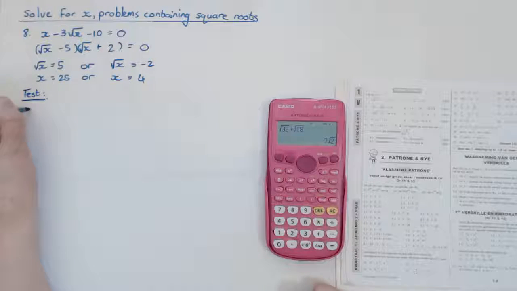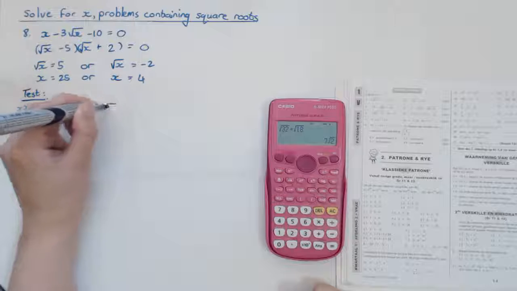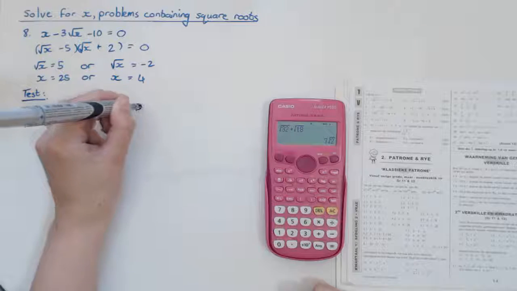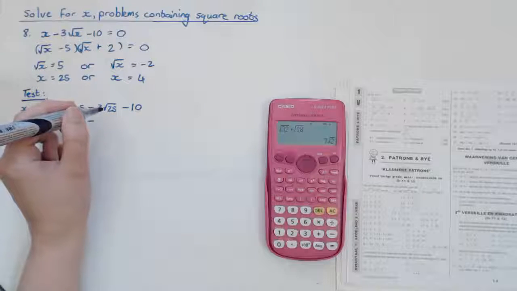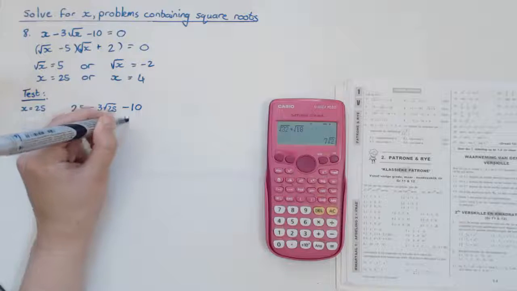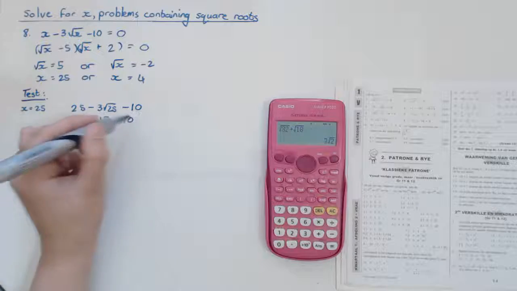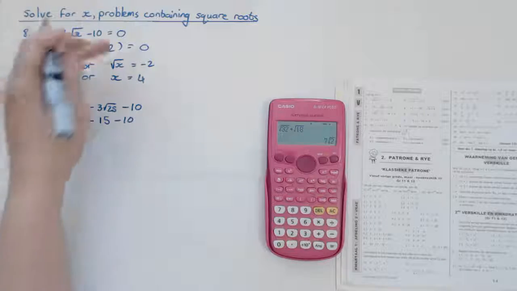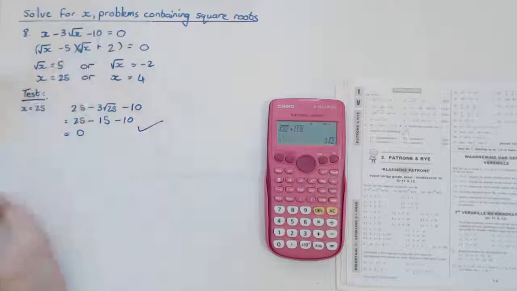Okay, so if I've got x is equal to 25, I've got 25 minus 3 root 25 minus 10, and that gives me 25 minus, this is 5. So I've got 3 times 5 is 15 minus 10, and this is going to be 25 minus 15 is 10 minus 10 is 0, and that is perfectly fine. It should give me 0.